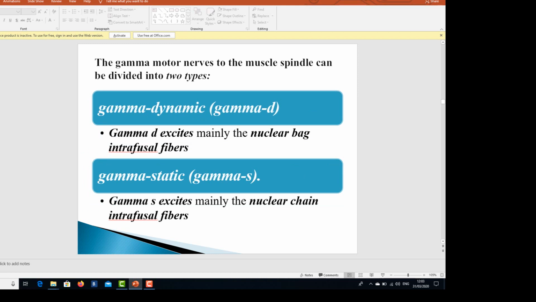The gamma motor nerves to the muscle spindle can be divided into two types, which are gamma dynamic, gamma D, and gamma static, gamma S. Now, the gamma D excites mainly the nuclear bag intrafusal fibers, whereas the gamma S excites mainly the nuclear chain intrafusal fibers.